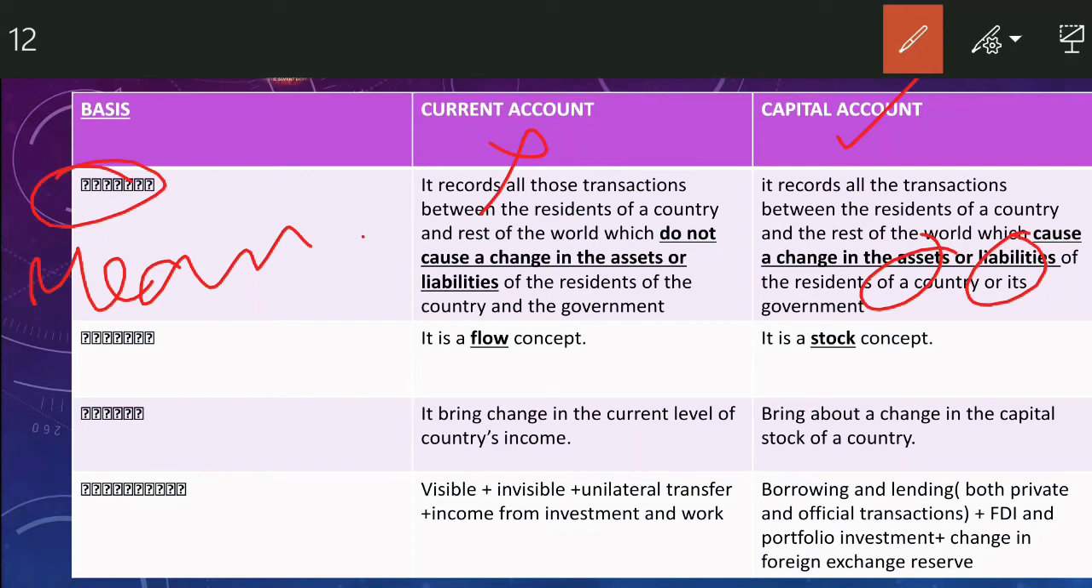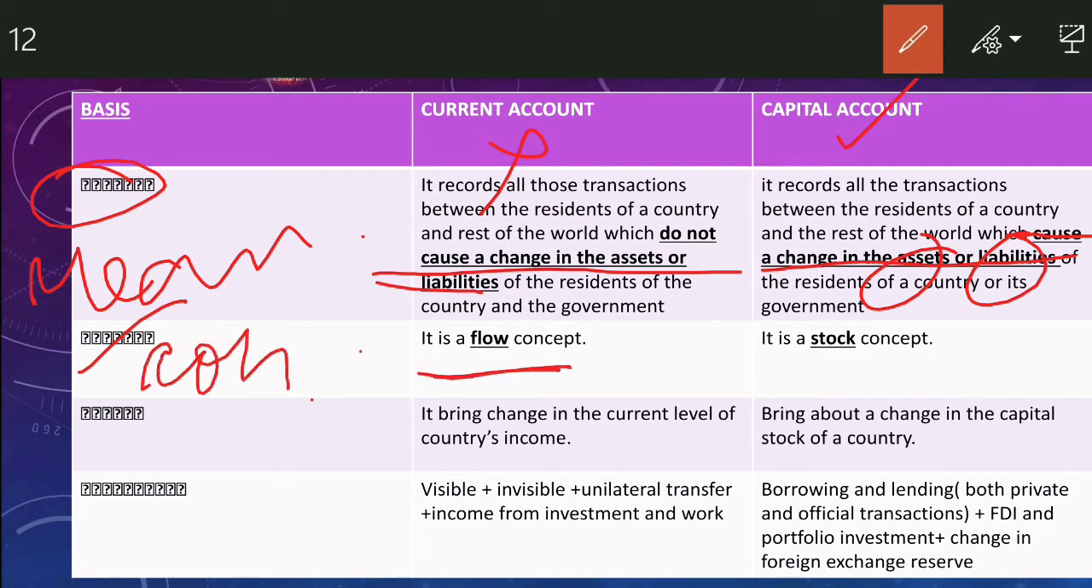So their meaning simply says: current account records all those transactions between residents of the country and the rest of the world that do not cause change in assets or liabilities of residents of the country and the government. And capital account records all transactions between residents of the country and the rest of the world that cause change in assets or liabilities of the residents of the country or its government, right? Talking about which type of concept it is, current account is a flow concept because it is measured over a period of time, and capital account, on the other hand, is a stock concept. It is measured at a particular point of time.